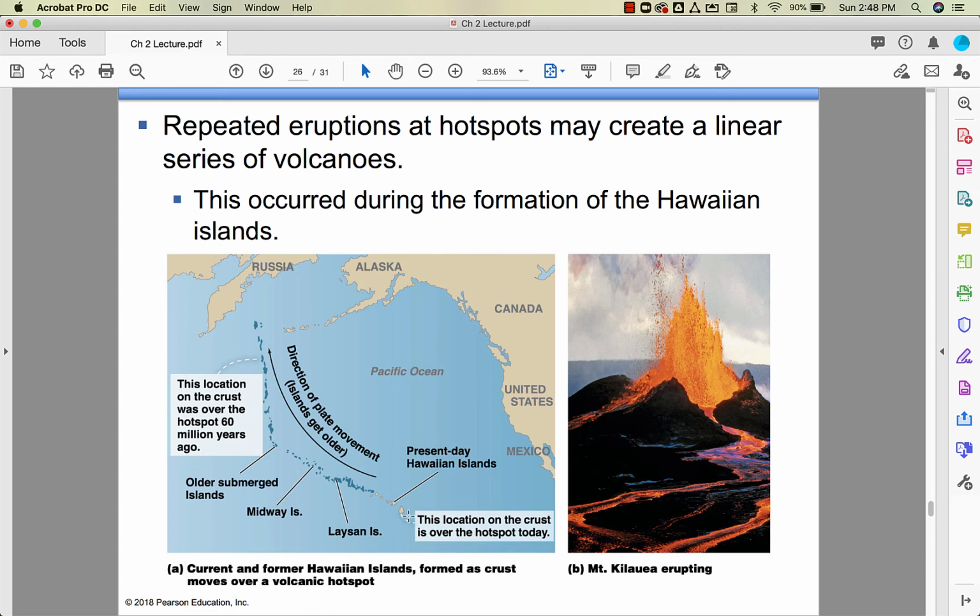It's called Loihi. So if you save your money, in about 2 to 3 million years, you can be the first to get oceanfront property on Loihi. I don't think it's going to be super fabulous. It's still going to be volcanic and erupting, but you never know. Whatever floats your boat.